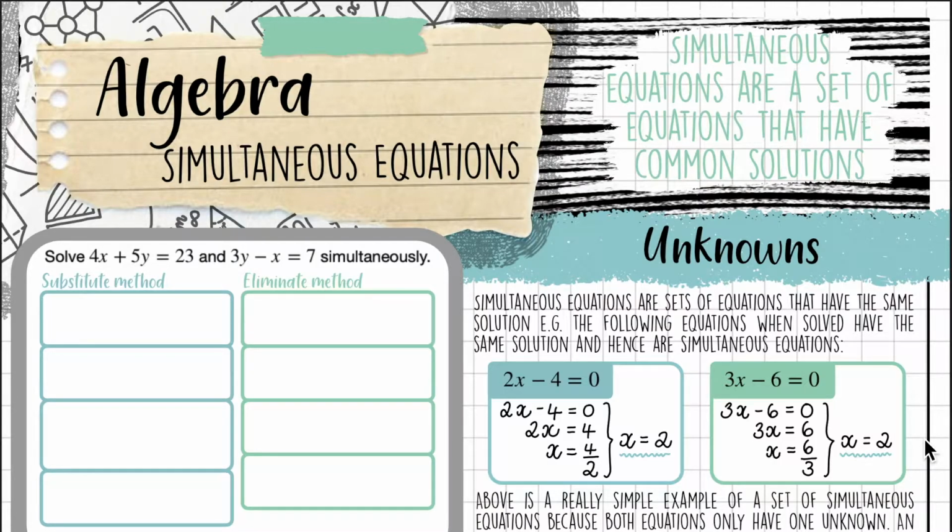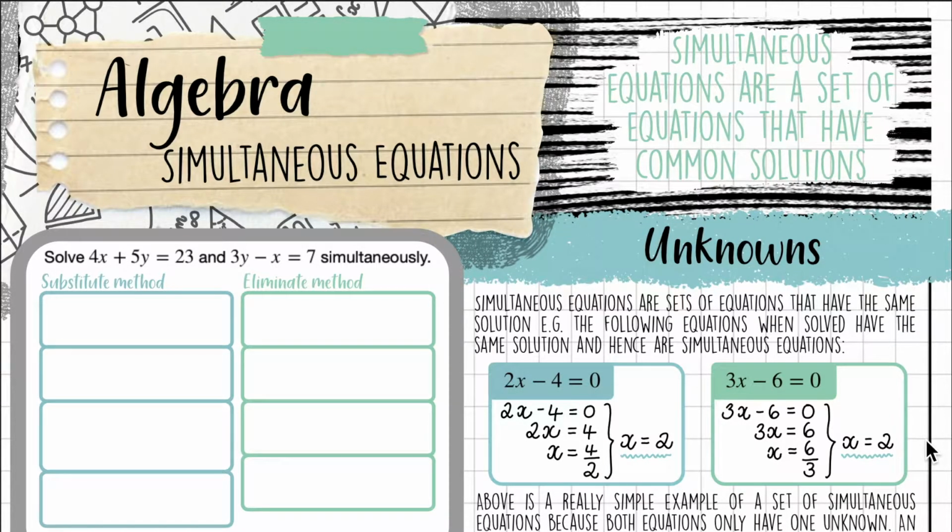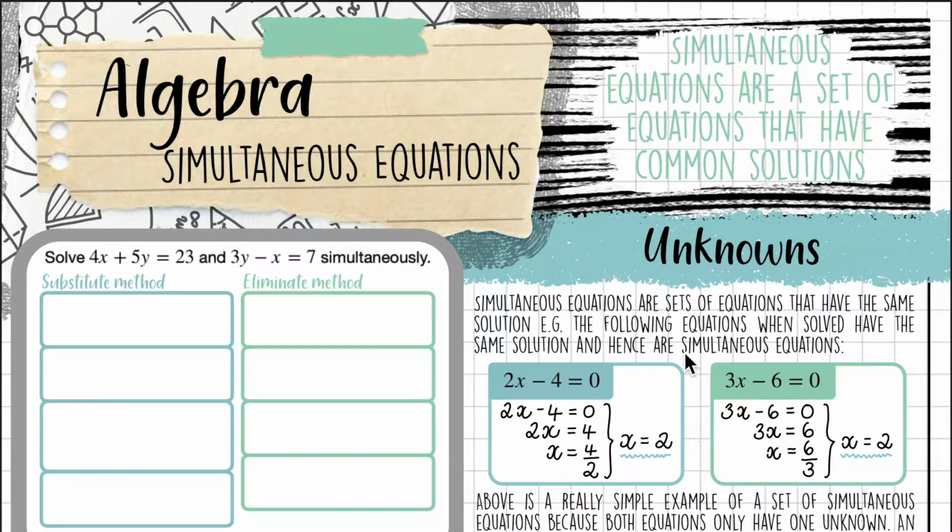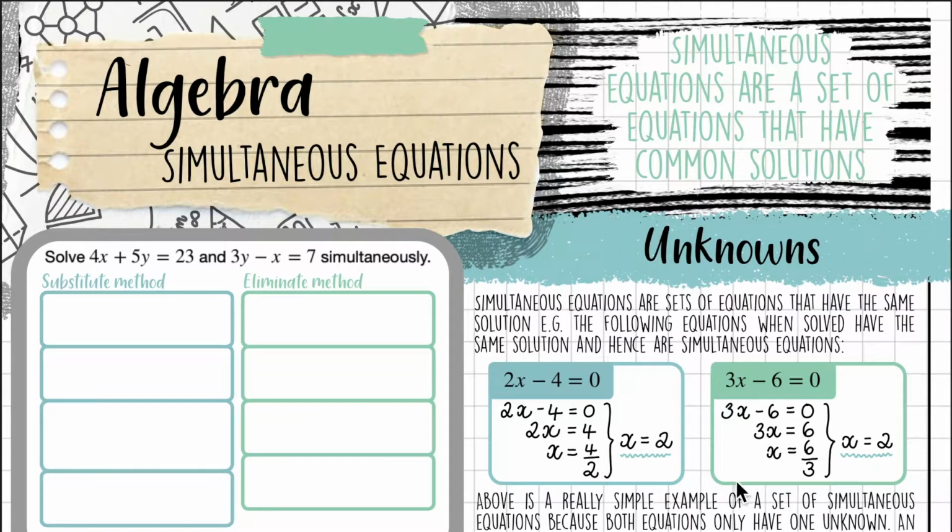Now, what have we just learned? Equations that have the same solution are simultaneous equations. So, nothing weird and wonderful about these. Two equations, same solution, therefore, they're simultaneous equations. Now, this was a really simple example of a set of simultaneous equations. It's really simple because there is only one unknown. An unknown is a thing that you're trying to find. And in these examples, the unknown is x.